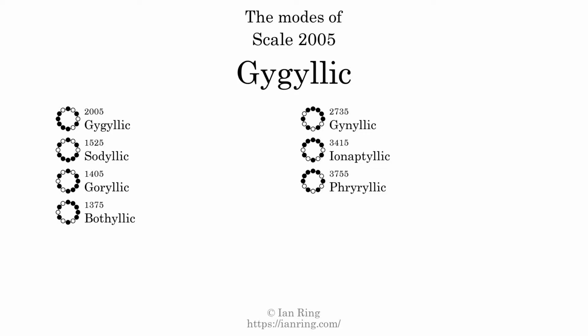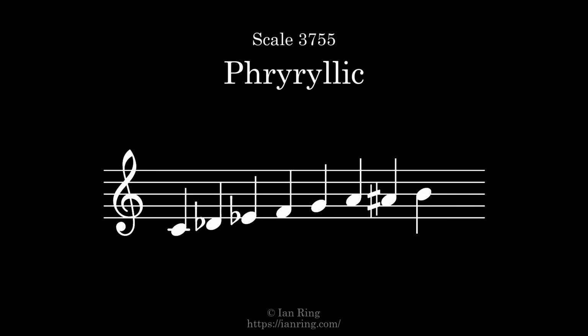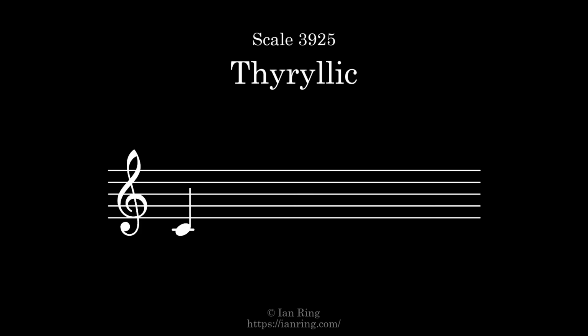The seventh mode is scale 3755, also known as Gygyllic. It sounds like this. The eighth and last mode is scale 3925, also known as Gygyllic. It sounds like this.